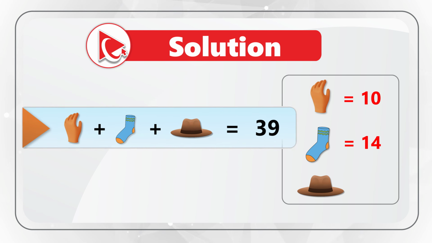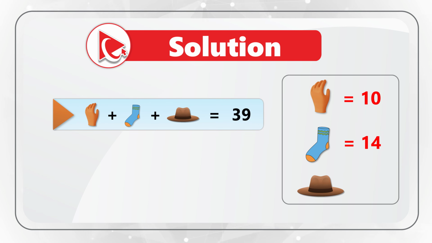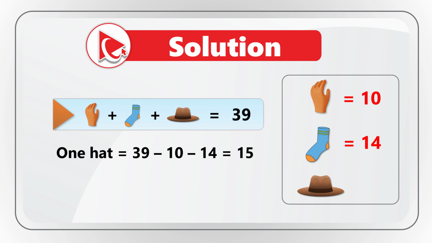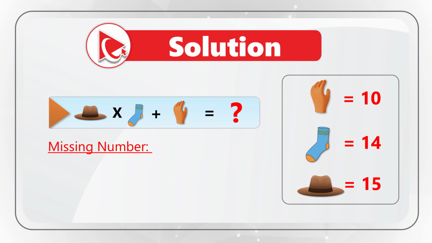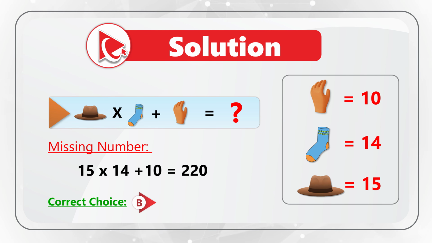Let's go to the third expression. 1 glove plus 1 sock plus 1 hat equals 39. We can calculate the value associated with hat. It equals 15, because 39 minus 10 minus 14 equals 15. Now we are ready to calculate the missing number. And to do that, we need to multiply 15 by 14, which would be equal to 210, and add 10. This is the value of hat multiplied by sock plus the value of glove. So the correct answer here is choice B, 220.